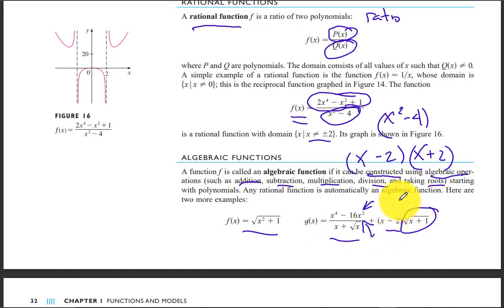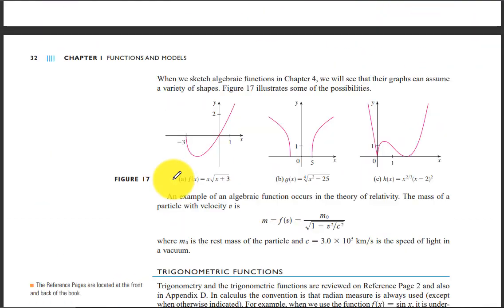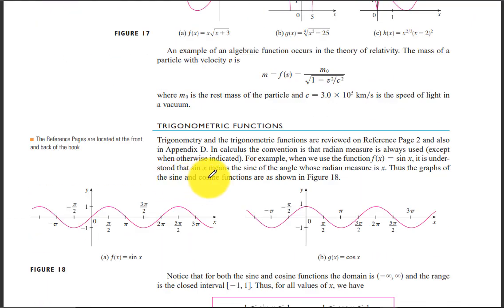So what isn't algebraic? Well, it turns out that, for example, the sine of x, you can't construct that from polynomials. You can't write the sine of x as some kind of polynomial, or even the addition, subtraction, multiplication, division, and roots of polynomials. Still, you cannot write the sine of x like that. So the sine of x turns out not to be an algebraic function. So trigonometric functions are not algebraic.